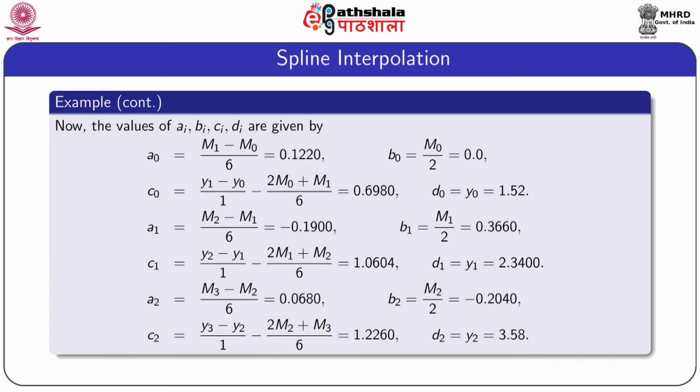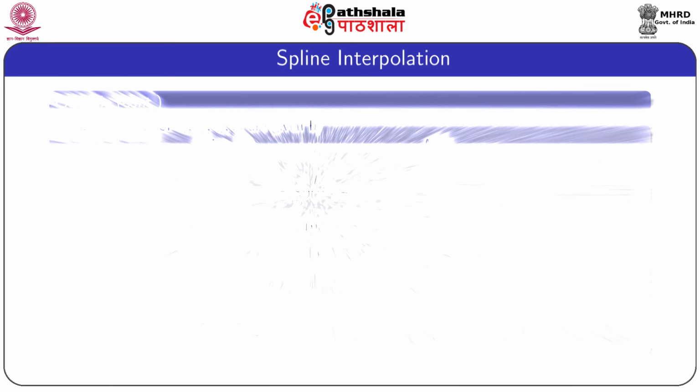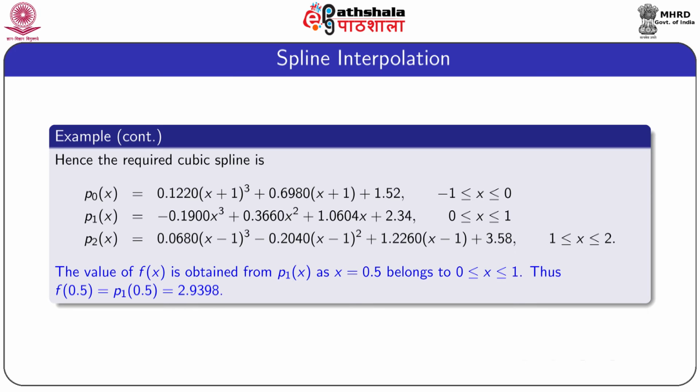So, now we can construct the cubic spline. Hence, finally, the cubic spline is p0(x) equal to 0.1220 into (x plus 1) power 3 plus 0.6980 into (x plus 1) plus 1.52, where minus 1 less than or equal to x less than or equal to 0. Second cubic polynomial is p1(x) equal to minus 0.1900 into x cube plus 0.3660 into x square plus 1.0604 into x plus 2.34.